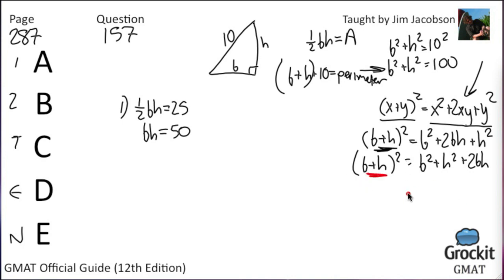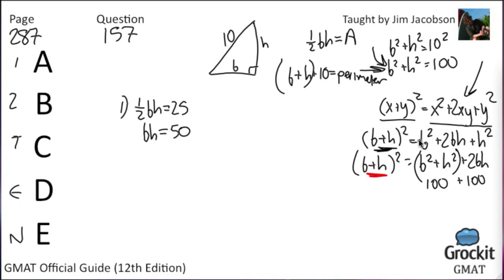But we do know, this is all coming back to me now, we do know what these are. We know what b squared plus h squared is. We actually have that right here. So we know that this is 100. And we also know what base times the height is. bh equals 50 from what we found out from the area. So if bh equals 50, 2bh equals 100.